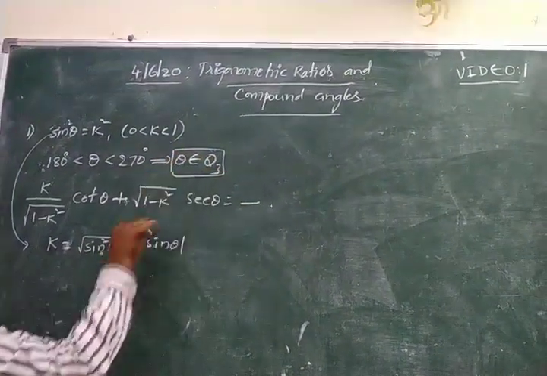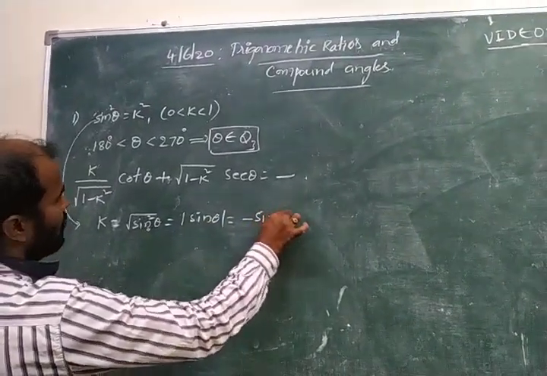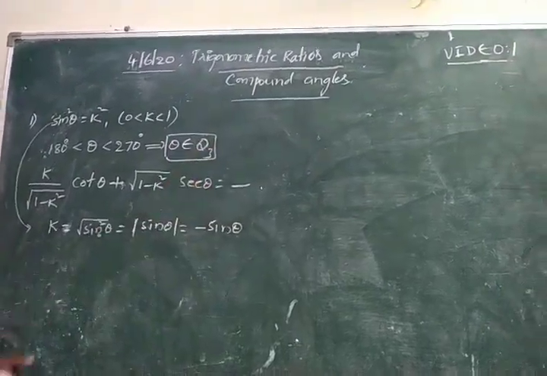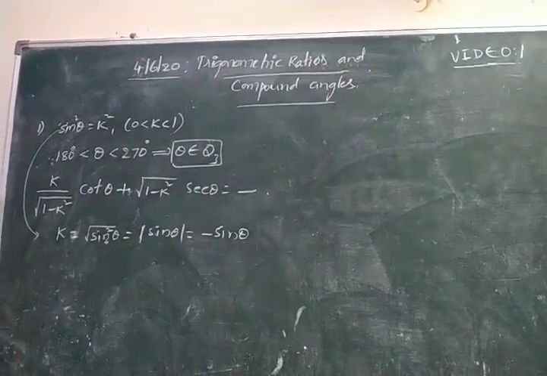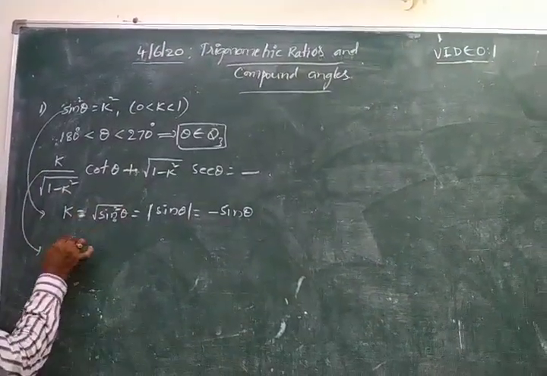In the third quadrant sin theta is negative, so take minus sin theta. Modulus sin theta is equal to minus sin theta, since theta lies in the third quadrant, where sin is negative. Now substitute these values in the required expression. Then what is the k value?